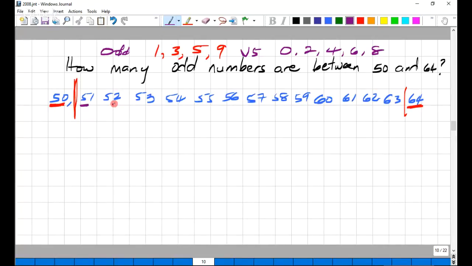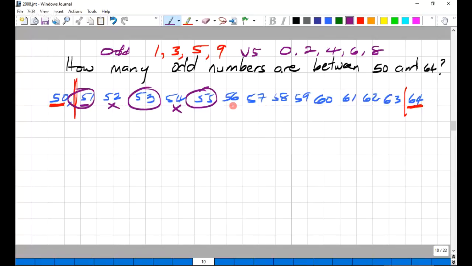52? Even. 53, odd or even? Odd. 54? 54 is even. Can I use that one? 55? Sir, 55 is odd. Odd.